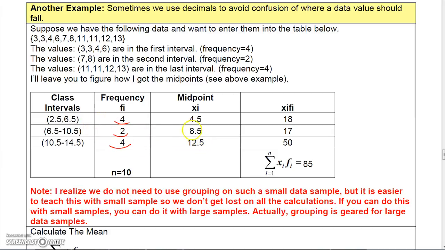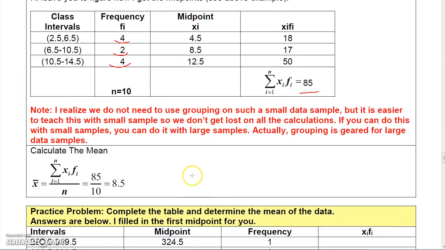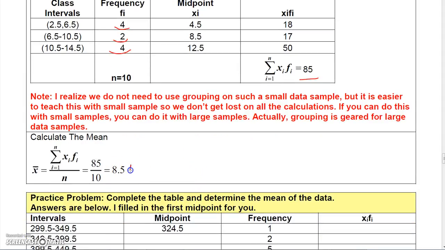Well, then you multiply these times their corresponding frequency: 4 times 4.5, 2 times 8.5, 4 times 12.5. And you get these 3 numbers. Then you add those 3 numbers up, get 85. And then to get the mean, you simply divide 85 by 10, and your mean is 8.5.